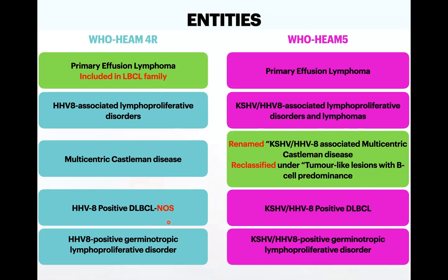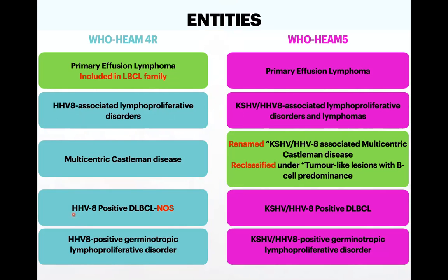What are the changes in the entities in HAEM5 as compared to HAEM4R? Primary effusion lymphoma was previously included in the large B-cell lymphoma family described in the chapter of DLBCL. Now it is included under the family of these KSHV/HHV8 associated lymphomas. Like I said, the name has only changed from HHV8 to KSHV/HHV8.